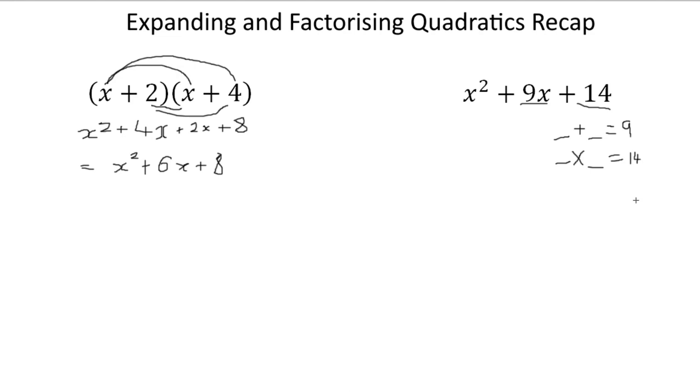So what we do here, we need to find 2 numbers that add to 9, 2 numbers that multiply to 14. Now I've already done this before the video, so the answer here is 7 and 2. So remember, 7 plus 2 is 9, and 7 times 2 is 14. So the end result here would be x plus 7, x plus 2. Alright, and that's all there is for factorizing.